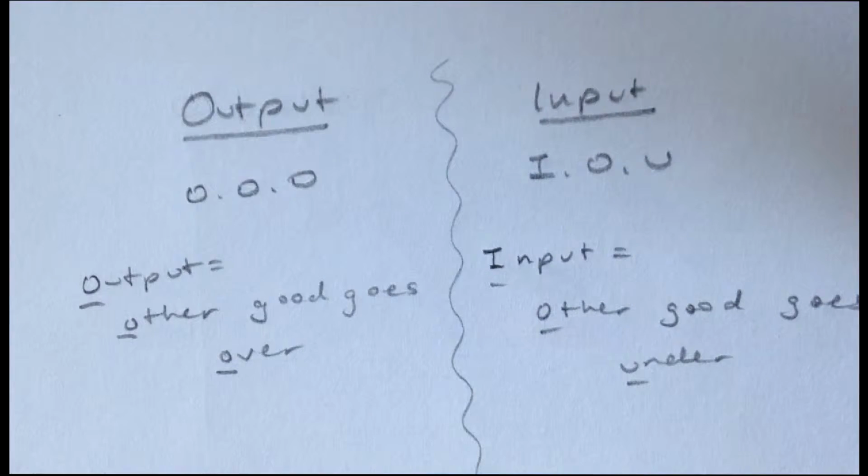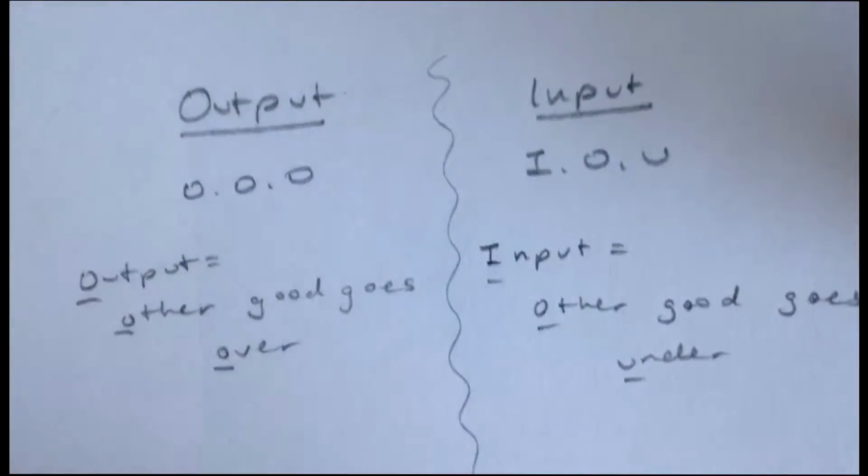Meanwhile, if you're analyzing inputs, or resources it takes to make the goods in question, think IOU, or input equals the other good under the good you're analyzing. So why do we need these tricks? Well, it's so we can find the opportunity cost with the help of division.